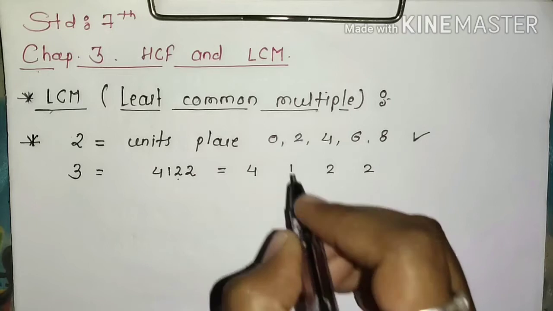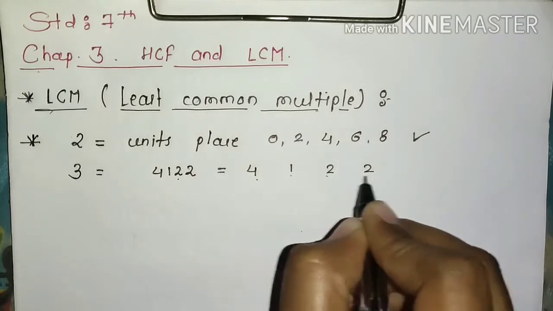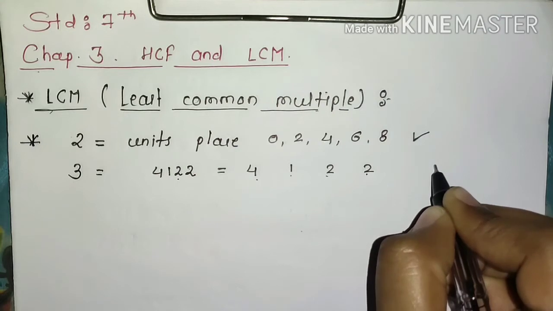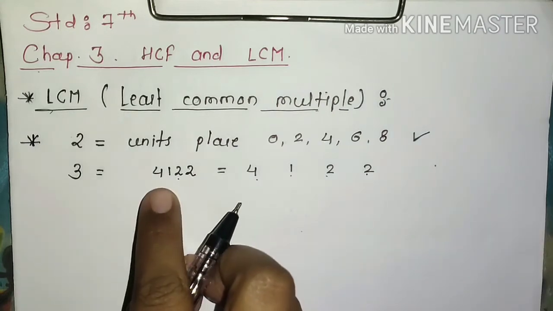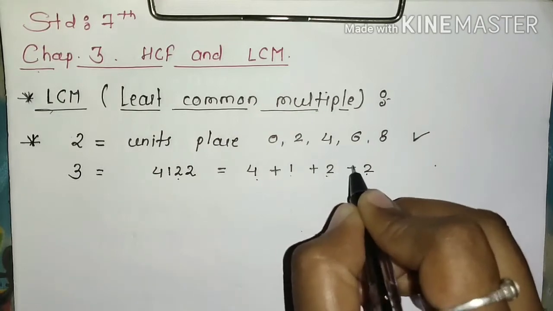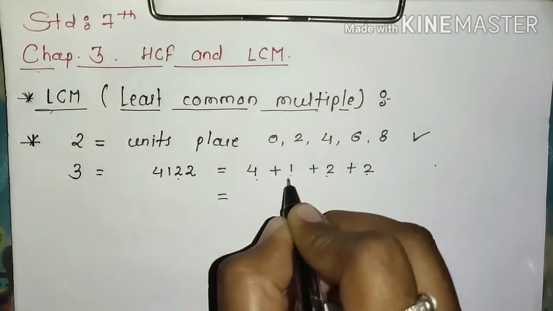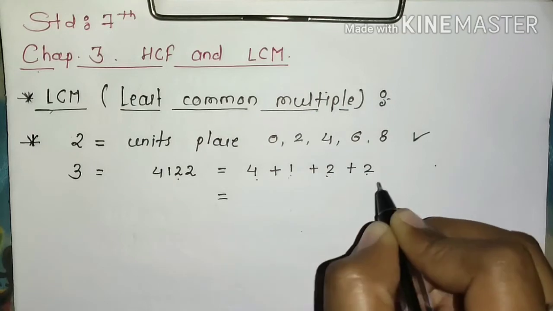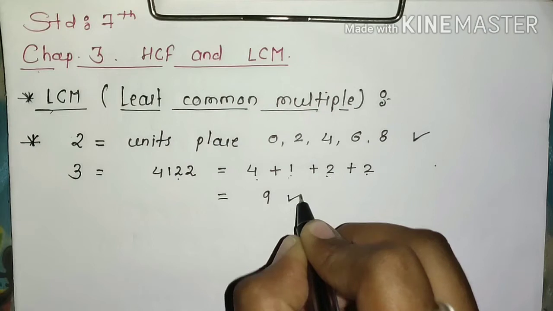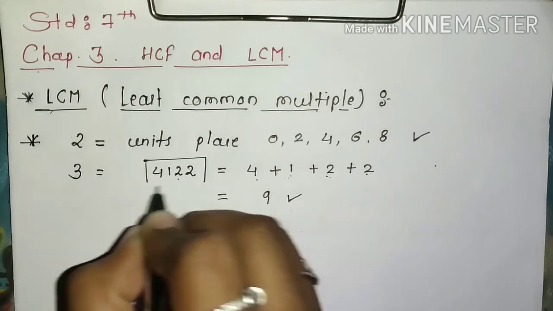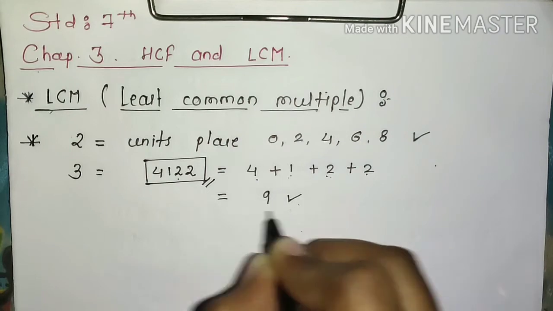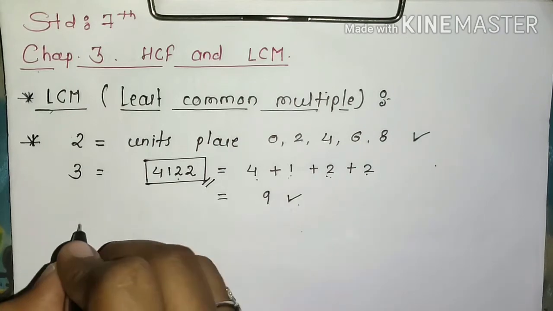So if the addition of all these digits is divisible by 3, then the given number is divisible by 3. So let us add all these digits. 4 plus 1 is 5, plus 2 is 7, plus 2 is 9. Since 9 is divisible by 3, the given number is divisible by 3.